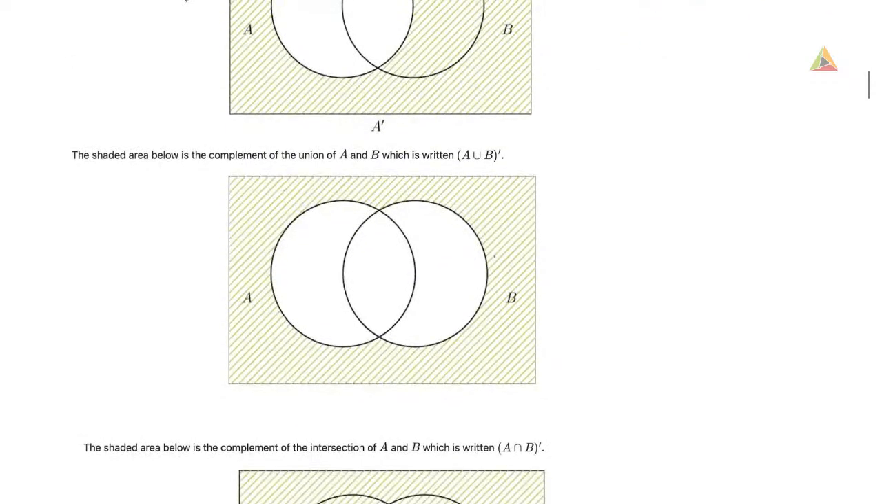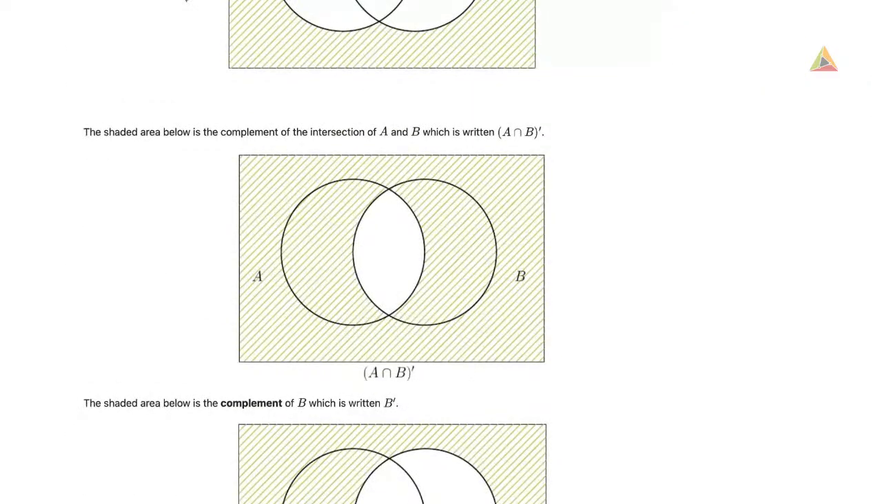If we go to the next diagram, the shaded area below is the complement of the union of A and B, which is written as A union B complement. What that means is everything except A union B. So everything that's shaded there is everything except A union B.